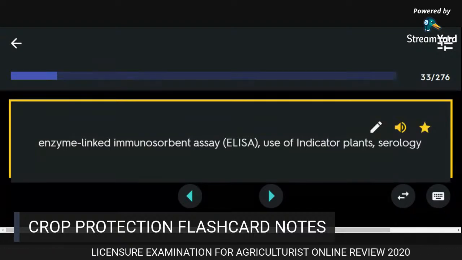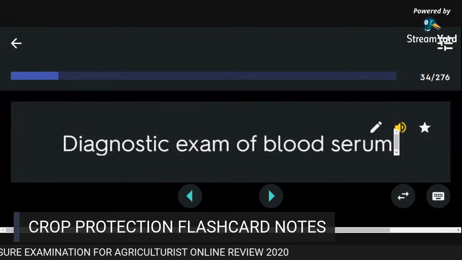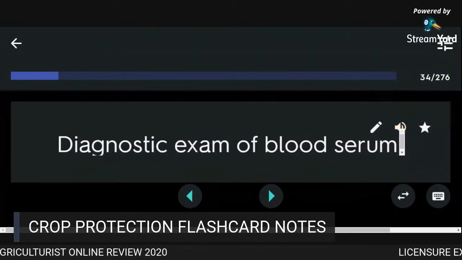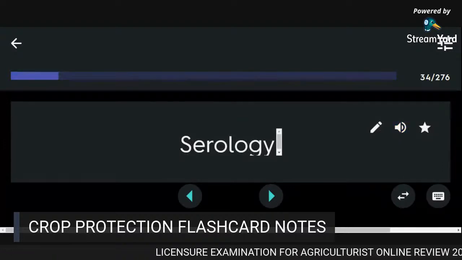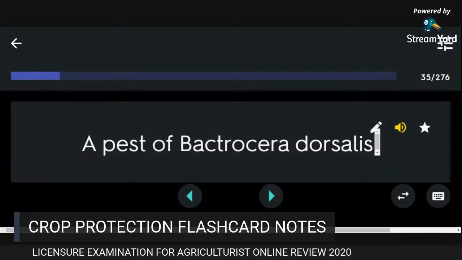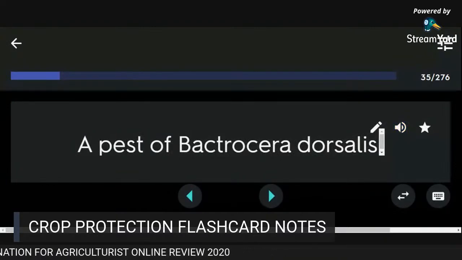Serology. Diagnostic exam of blood serum. Serology. A pest of Bactrocera dorsalis. Mango.